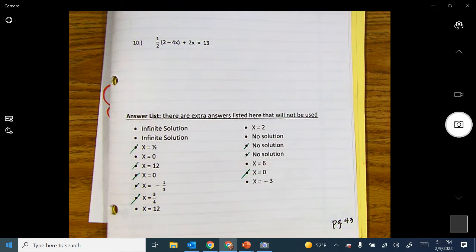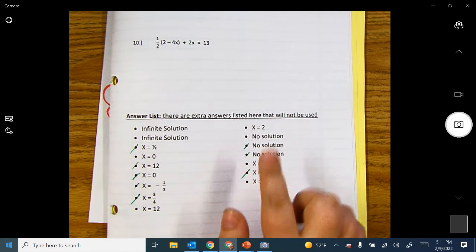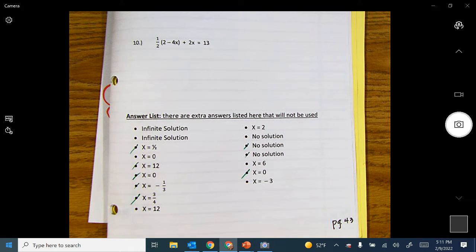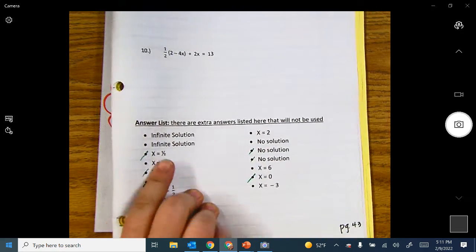So far, we've had no infinite solutions. X equals 12 is still available. So is x equals 2. We have no solution as a possibility, as well as x equals 6 and x equals negative 3. So let's go ahead and dive in.